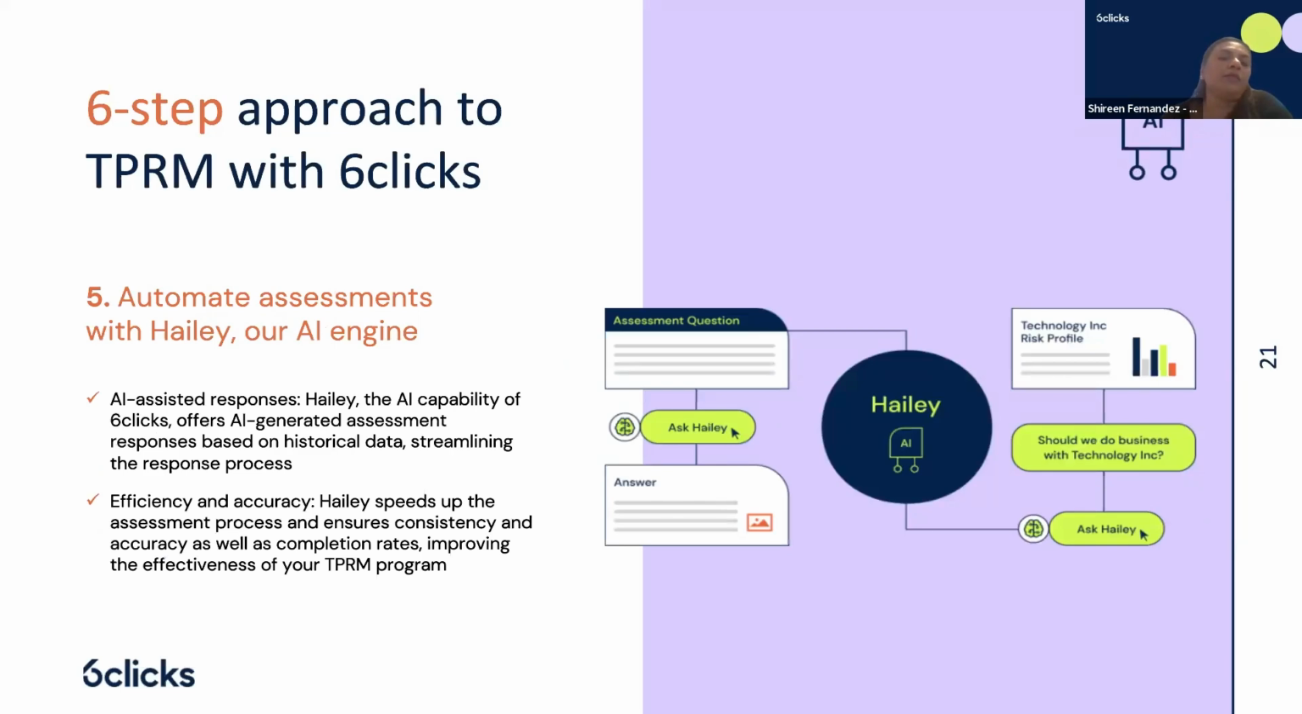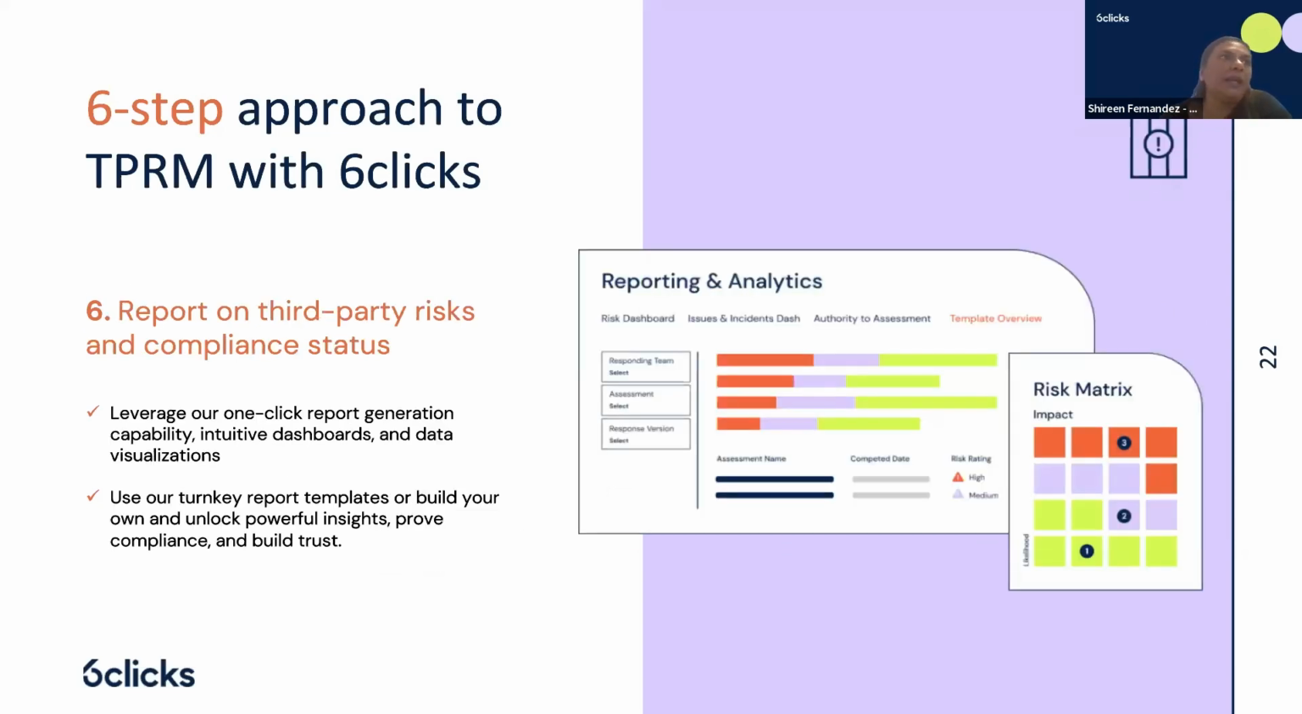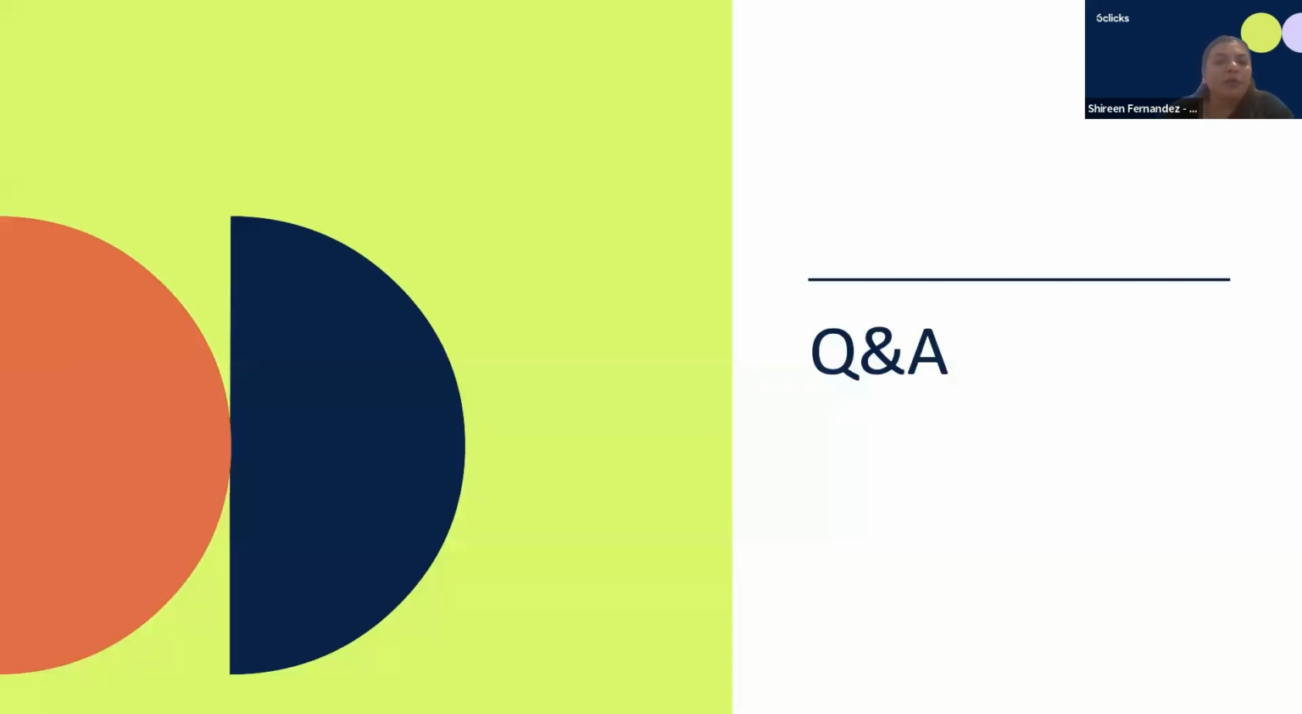And number 5 is around leveraging Hailey, which is our AI engine, to be able to automate a lot of these assessment processes, right? Being able to reuse previous responses so your vendors don't have assessment fatigue. And finally, a big element about your third-party risk management program is around reporting, right? You have to report to your audit and risk committee, you have to report to your board. So how do you derive those reports? Now, what I want to do is hand over to my colleague Caleb, who's going to go through live on the platform for you all the 6 steps that I've just mentioned.